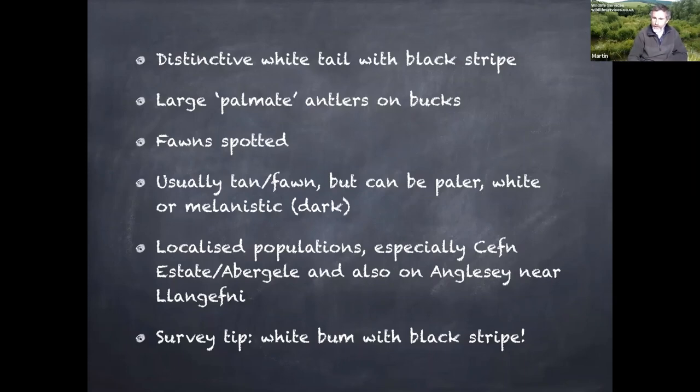There are also a group on Anglesey near Llangefni, which we stumbled across. They may also be elsewhere. So again, if you see fallow deer, please report them on to Cofnod. And the survey tip is the white bum with the black stripe. So that's easy to remember.